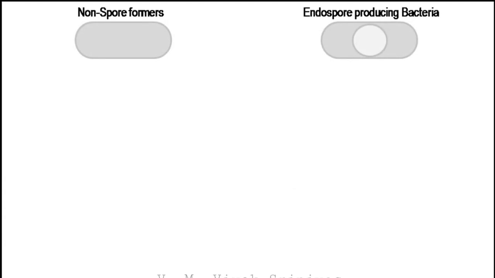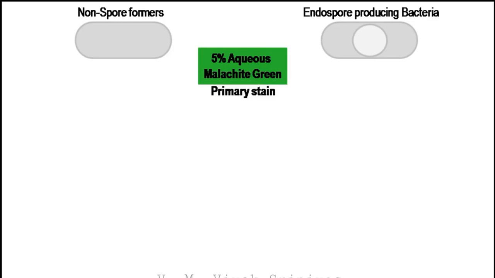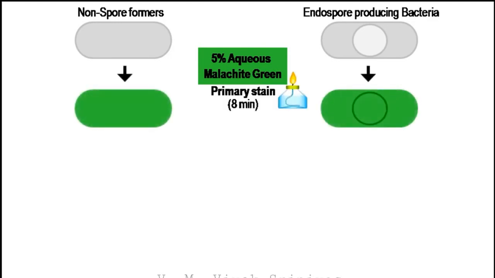Once the bacteria are treated with 5% aqueous malachite green staining solution, which is the primary stain used here, along with the heat treatment, it gives green color to both the bacteria, but only the spore portion of the spore-forming bacteria fixes the primary stain. Next, after heating, wash the smear with the distilled water.